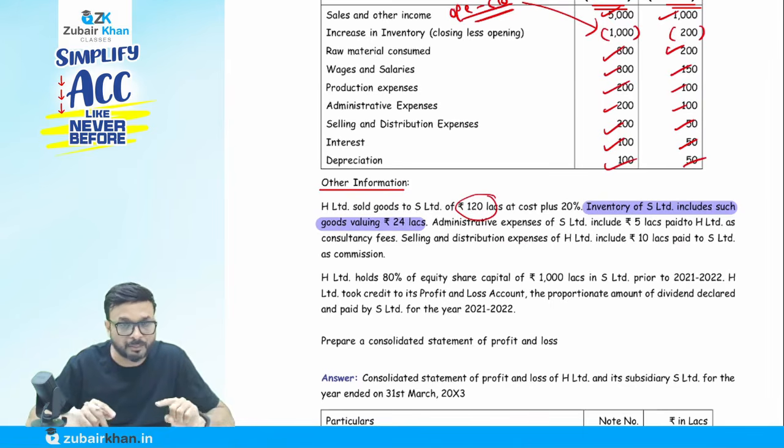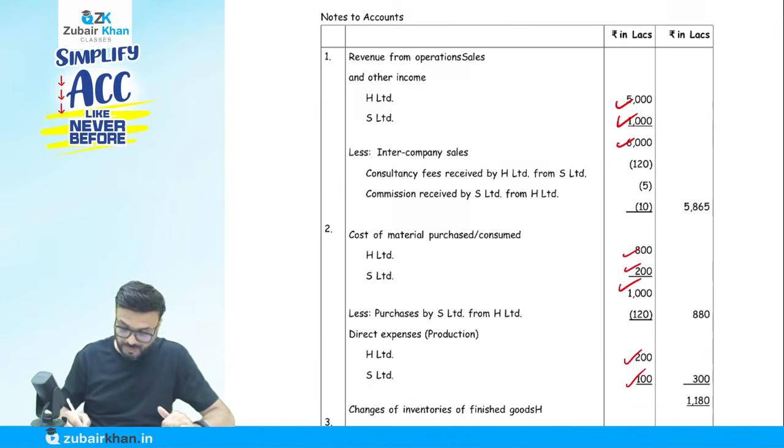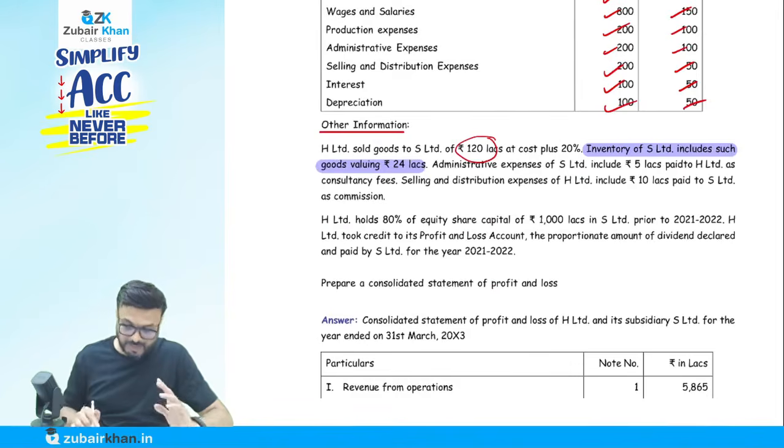Think from the P&L account. The sale for one company is a purchase for the other company. The 120 will be deducted from sales and purchase. You can see here, from the sales we have deducted 120 and from the purchase we have deducted 120. Okay. Then I will come to this highlighted point.